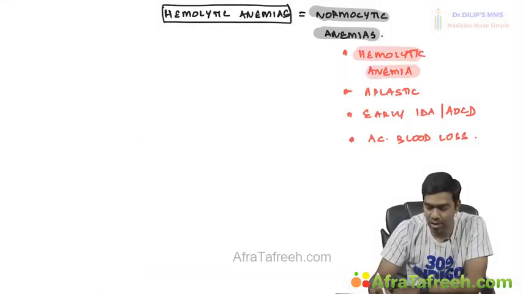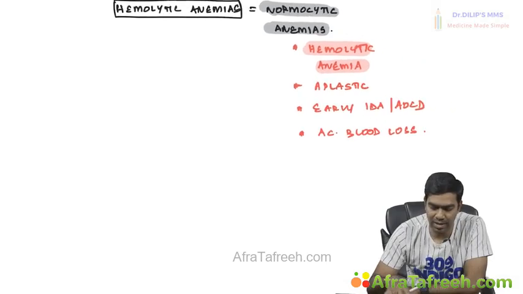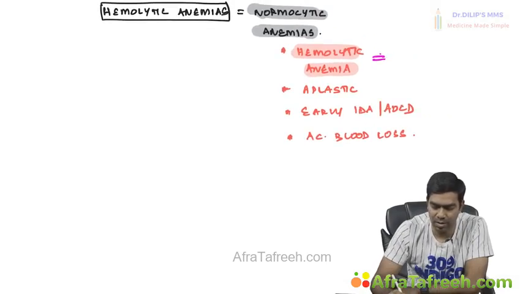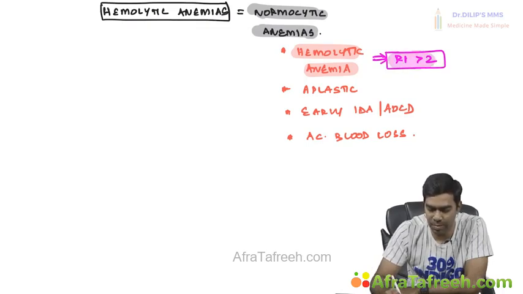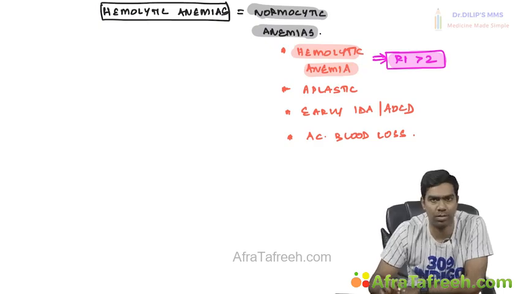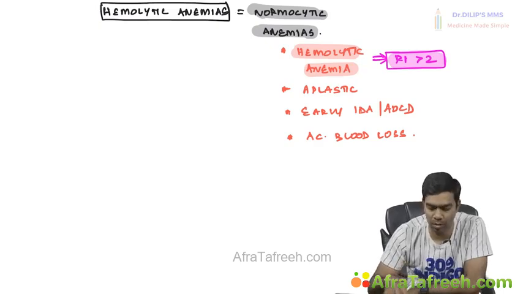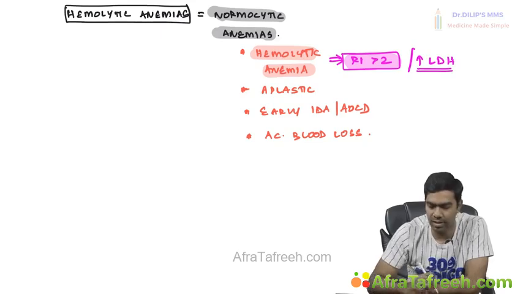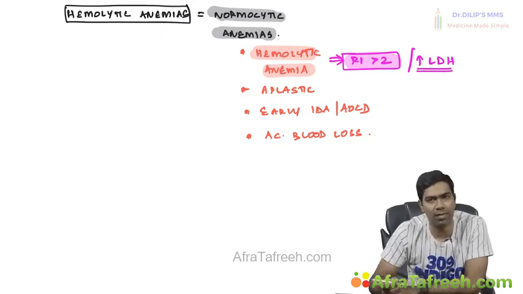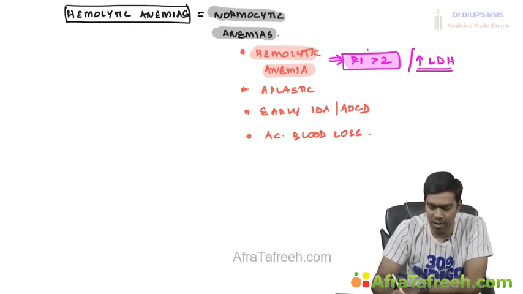If you ask me about the hemolytic anemias, the characteristic feature is that the reticulocyte production index tends to be more than 2, which means there will be peripheral blood reticulocytosis. Very important point regarding hemolytic anemia, and the majority of patients with hemolytic anemia will have an elevated lactate dehydrogenase enzyme. So these are some of the universal findings in a hemolytic anemia.